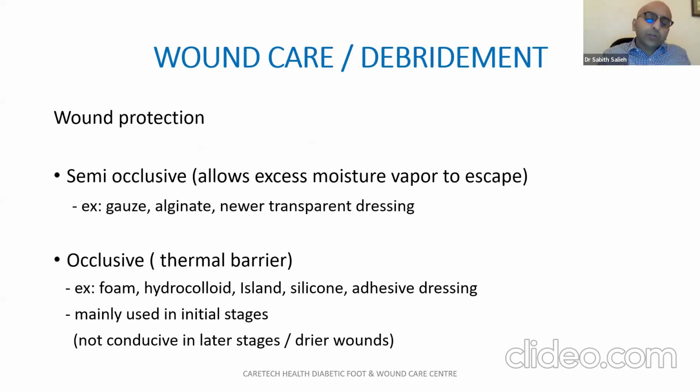Wound protection. So this is just to highlight, when you look at the different types of dressings, you have occlusive dressings and semi-occlusive dressings. Occlusive dressings completely act like a thermal barrier, right? And it doesn't allow anything to get in or leave, right? So that's usually mainly used in the initial stages. It's not conducive in the later stages. So what I want you all to understand from this is that as the wound progresses, we sometimes need to change the dressing types we use. You can't use one dressing for the entire healing period, right? Because if you use an occlusive dressing from day one, the wound is not going to heal, right? Especially as the wound gets dry.